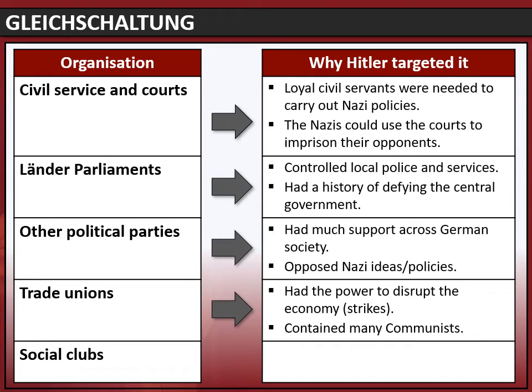Hitler wanted to control trade unions. They had important powers. For example, they had the power to disrupt the economy by going on strike. Trade unions also contained a lot of the Nazis' political opponents, including many communists, and Hitler wanted to make sure that they were kept under control.